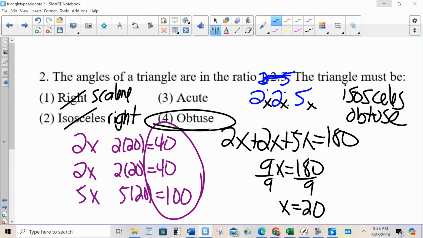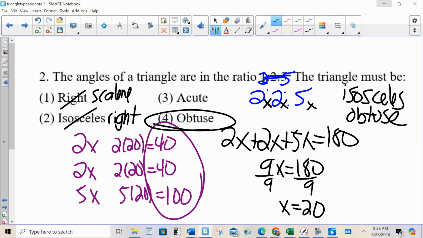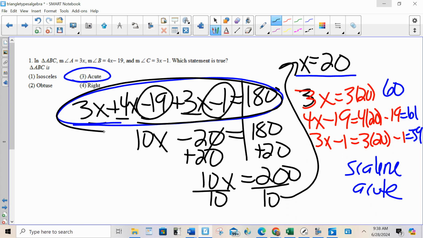So that's the gist of this lesson. If they give you expressions to represent the angles of a triangle, or they give you that they're in a given ratio, for a ratio, just put an x behind them. Add the expressions to equal 180. Solve the equation for x, substitute that value into the expressions, and from there, classify the triangle the same way you did before.